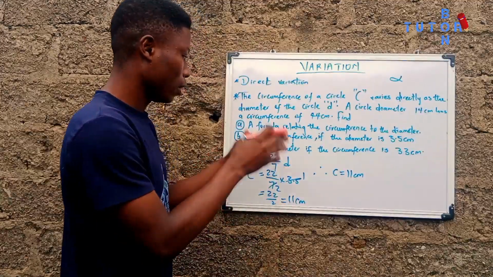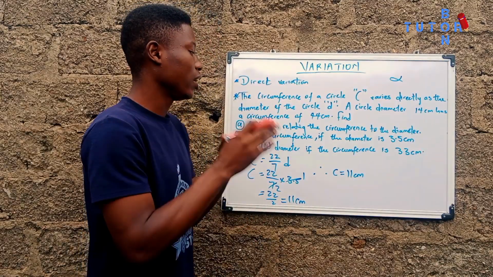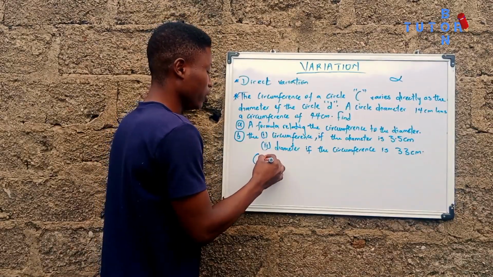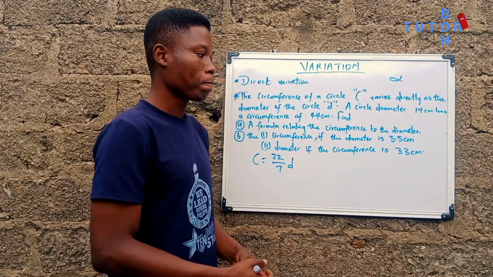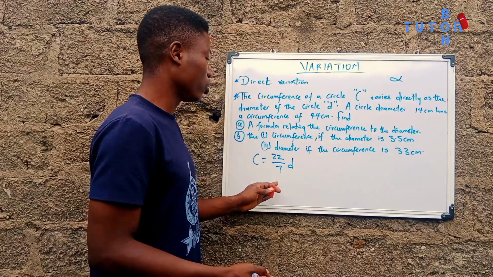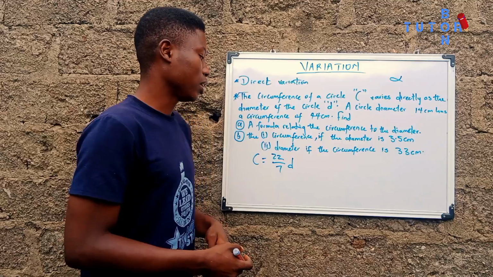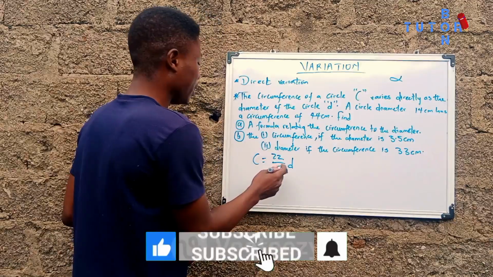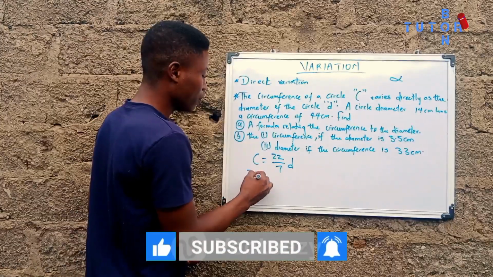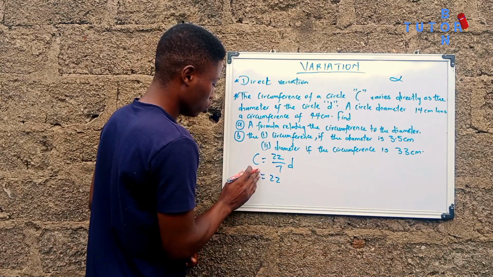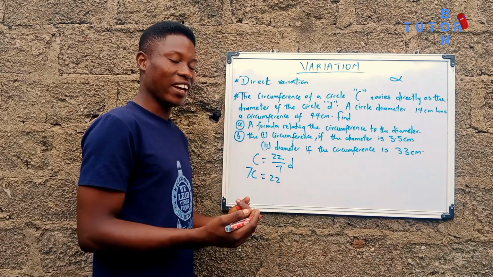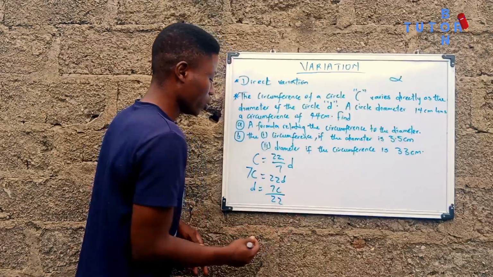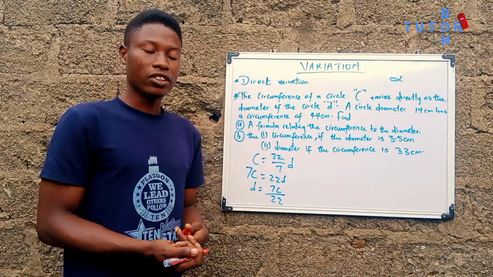Now let's go to the next one, which is the diameter if the circumference is 33 centimeter. With the formula C equals 22 over 7 D, you're looking for the diameter this time around, when your circumference is 33 centimeter. What you have to do is make your diameter subject of the formula. To do that, you multiply both sides by 7. With that, you have 7C equals 22D, and D equals 7C over 22.